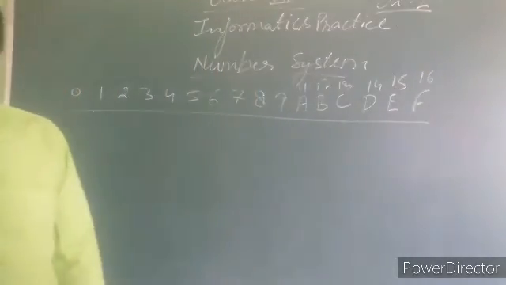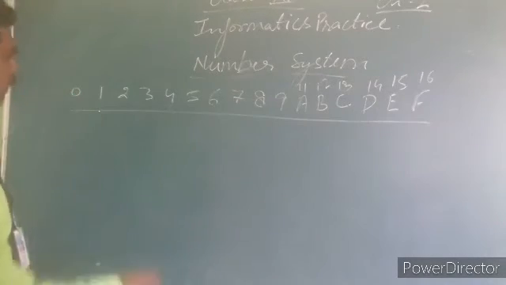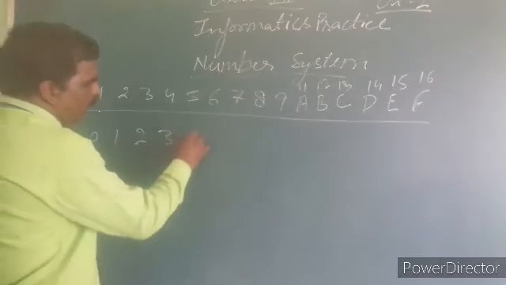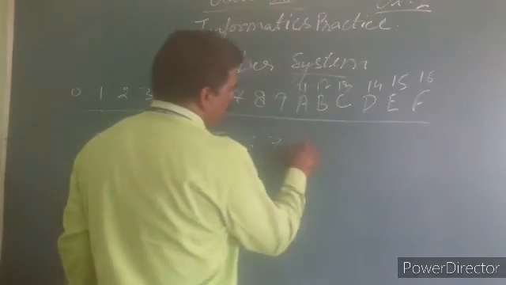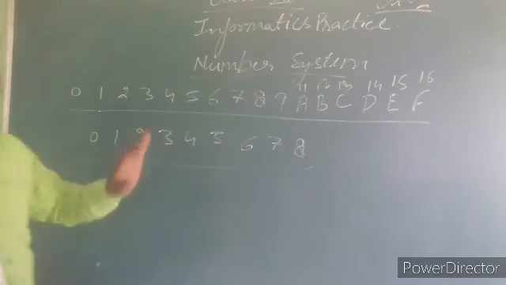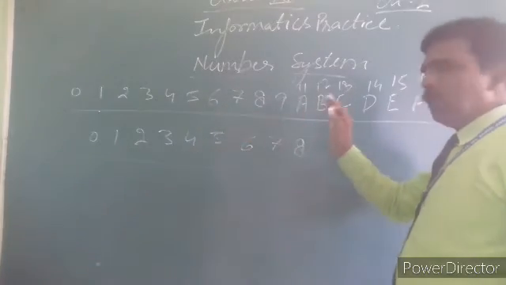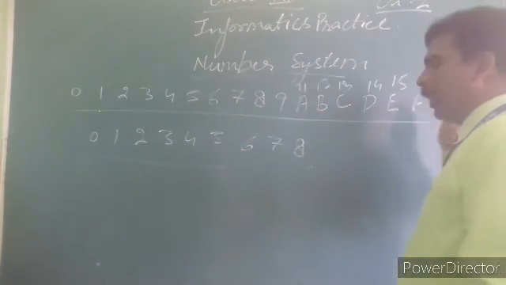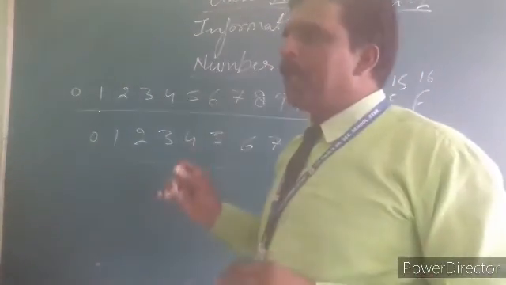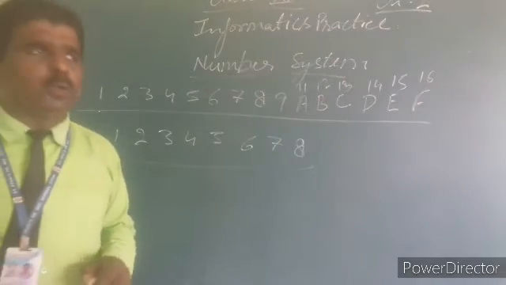Don't forget this thing. If we are talking about octal numbers, they will be written 0, 1, 2, 3, 4, 5, 6, 7. Up to 8 any numbers can be written, but in hexadecimal numbers you can write 0 to 9, and after that A, B, C, D, E, F. So this is the basic difference. After that I am going to tell you the conversion.